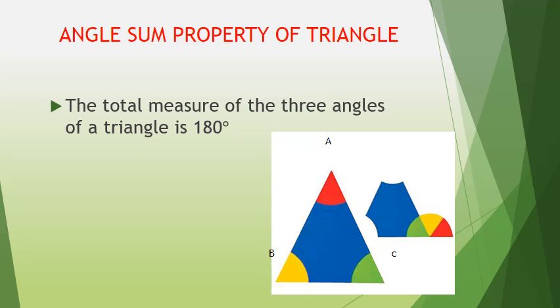The statement is like this. The total measure of the three angles of a triangle is 180 degrees. You have to learn the statement only, and you can prove this by an activity.